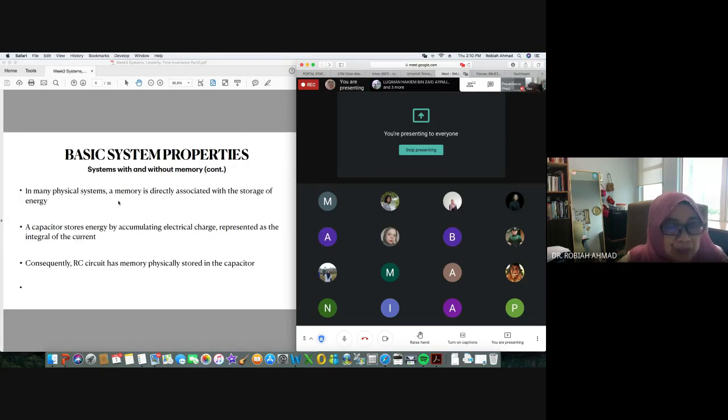Okay, in many physical systems, a memory is directly associated with the storage of energy. A capacitor stores energy by accumulating an electrical charge represented as the integral of the current. Jadi the integral tu dia mengambil kira the previous time. Consequently, an RC circuit has memory physically stored in the capacitor.